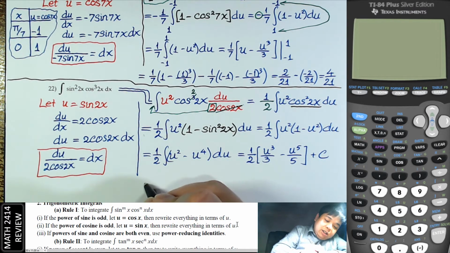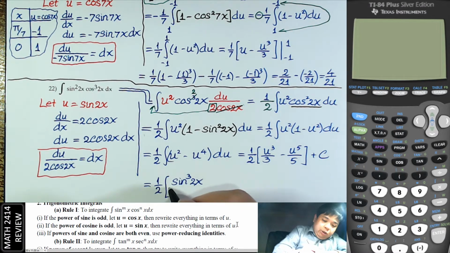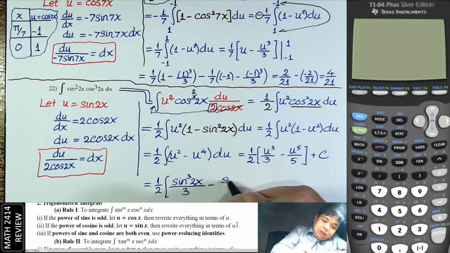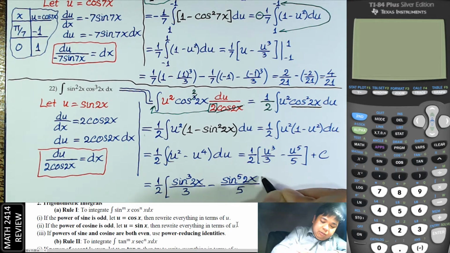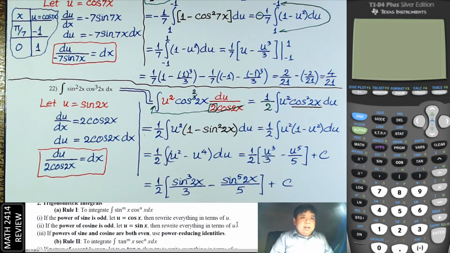So we're going to write this 1/2 sine of 2x cubed over 3 minus sine to the 5th of 2x over 5 plus c. Right. So as you see, the rule over there is very clear.